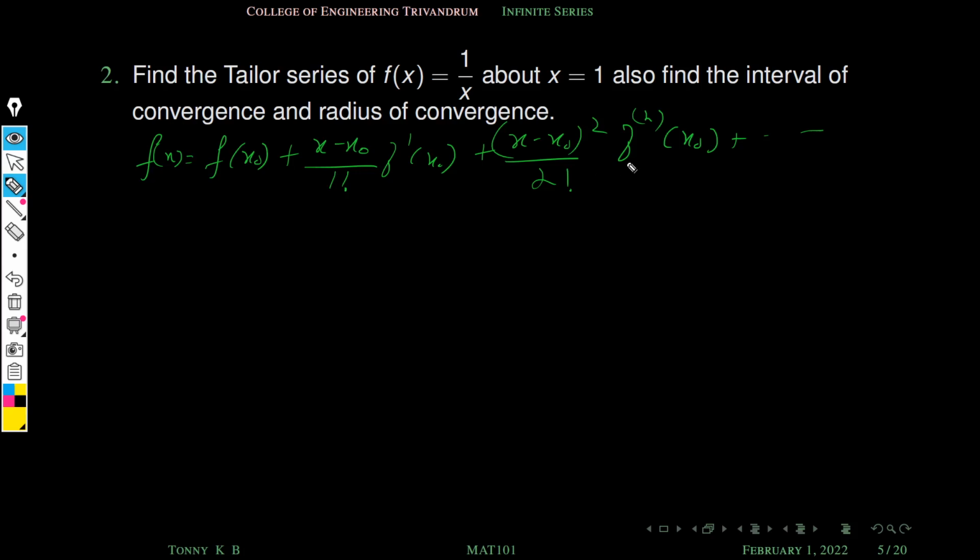Okay, this is the formula of Taylor series about x naught. Here instead of x naught it is 1. So in our formula that is like this, f of 1 plus x minus 1 into f dash of 1, and this is x minus 1 square by 2 factorial, f double dash of 1, plus etc.